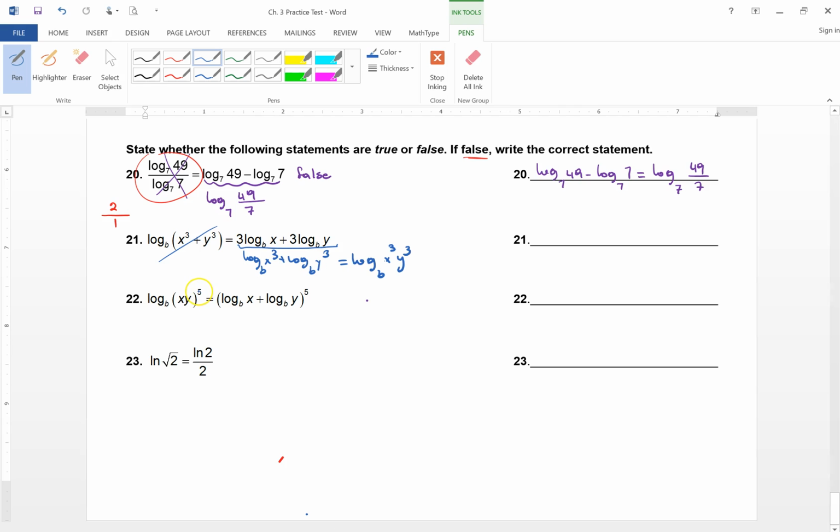This one is true because if this comes down, then you have 5 log b of x plus log b of y, and you can put it back up. Then 3 log of x plus 3 log of y. And then this one is true. Try this one out. I have solutions of these online as well, okay?